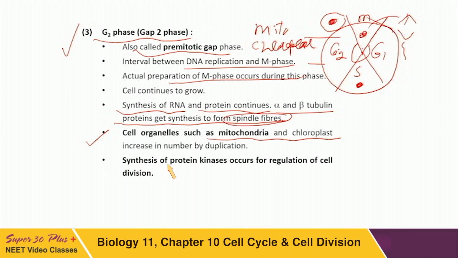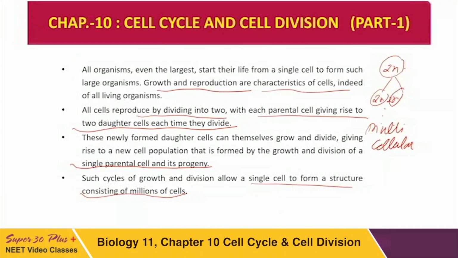And synthesis of protein kinase occurs for regulation of cell division. We have to see in time to come what we mean by this. Right? We can summarize again and go through some important points.